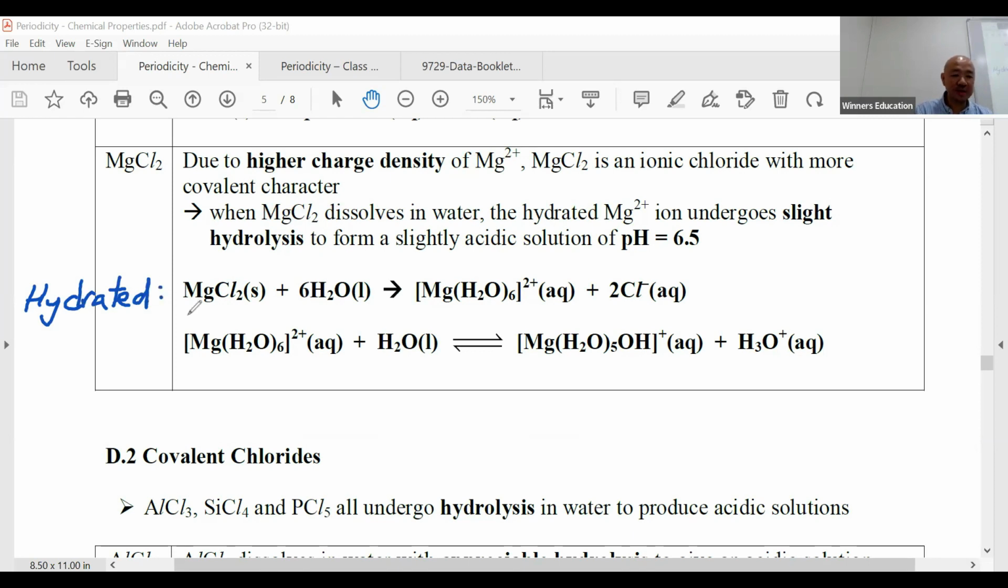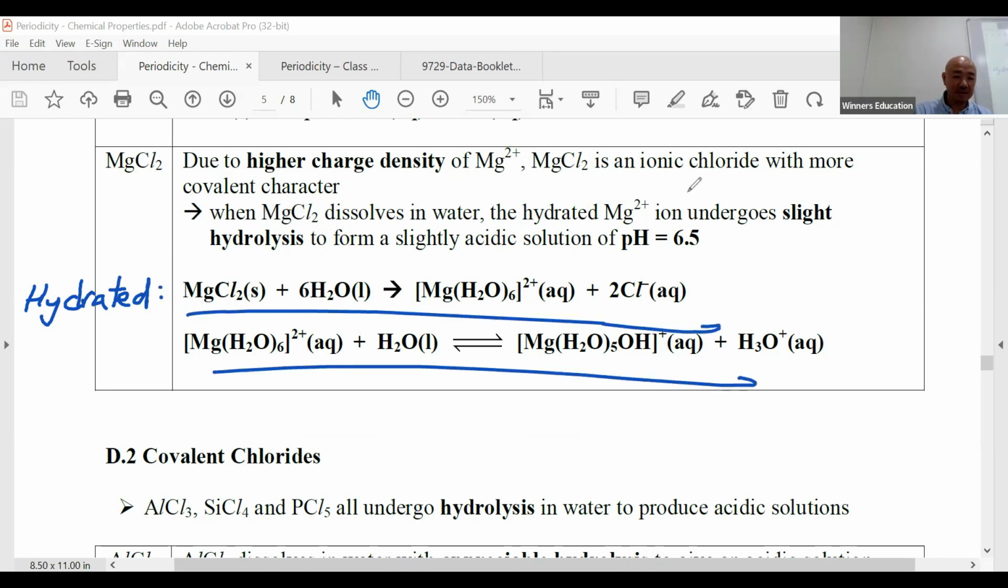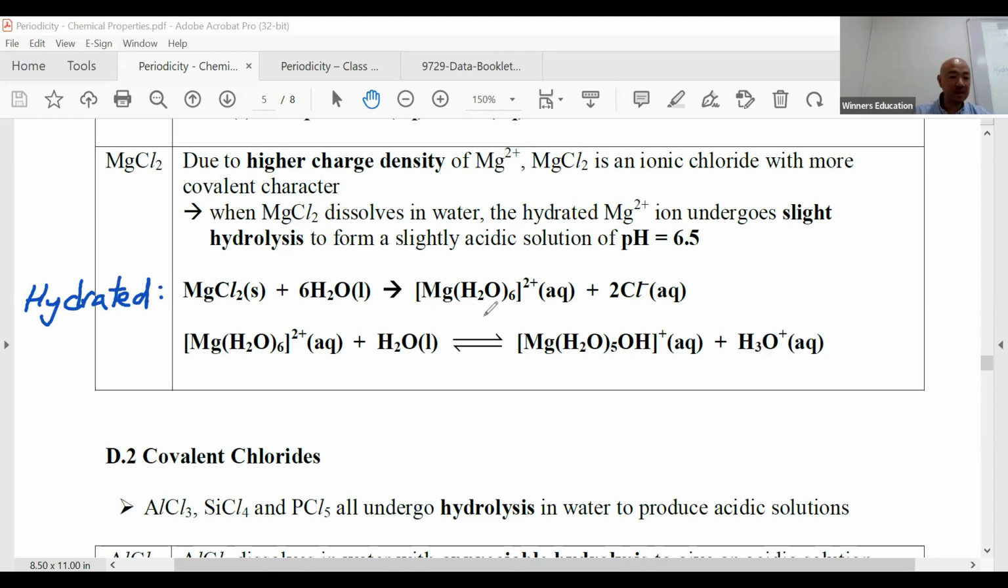The problem is in school, they read this out and then they never explain, and therefore you also memorize it without understanding. It's hydration. Take a look. It makes sense. Magnesium chloride, put into water, you form this.